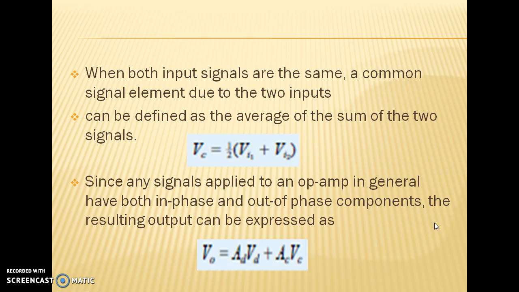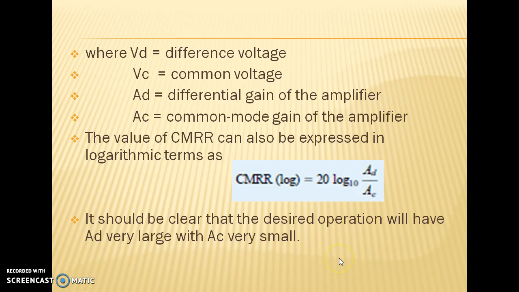Since any signal applied to an op-amp in general has both in-phase and out-of-phase components, the resulting output can be expressed as V0 equals ADVD plus ACVC, that is the component due to the difference of signals and the component due to the common signal. Here VD is the difference voltage, VC is the common voltage, AD is the differential gain of the amplifier, and AC is the common mode gain of the amplifier.